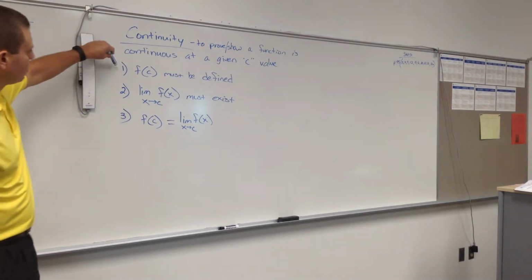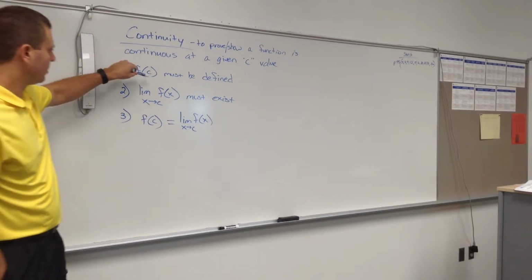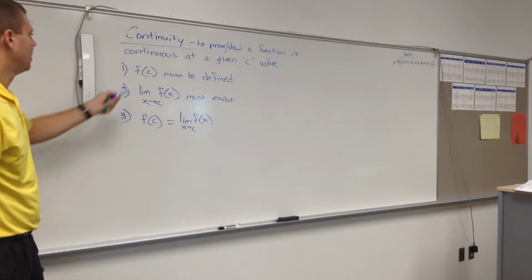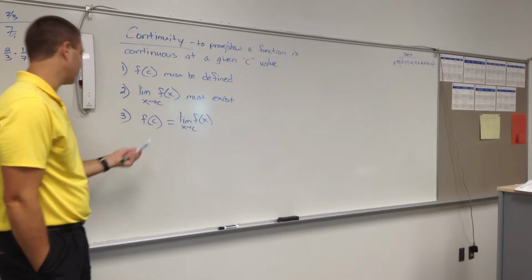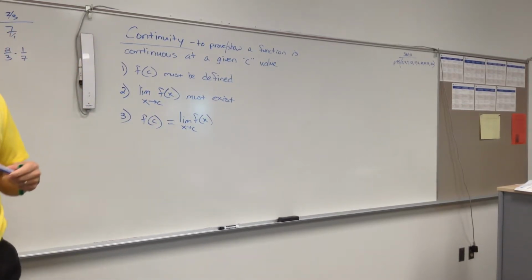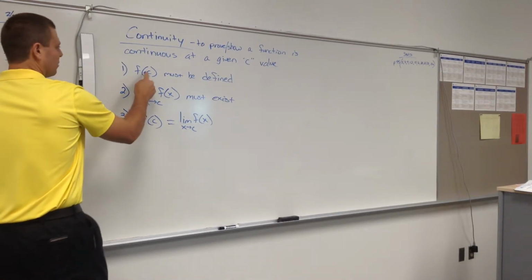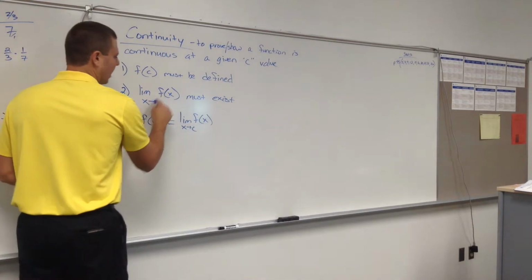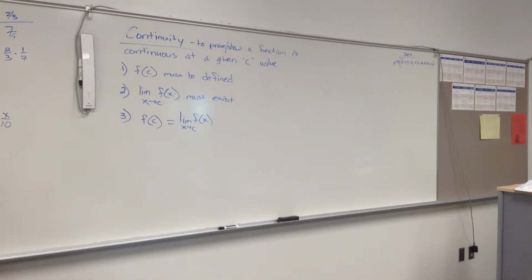So in steps 1 and 2, you're showing whether or not f of c is defined, and that the limit also has to exist. And then step 3, to prove that a function is continuous at a given point, you need to show that whatever the value is for 1 has to match the value you got for 2. If you can show me those three things, you are proving to me that a function is continuous at a given point.